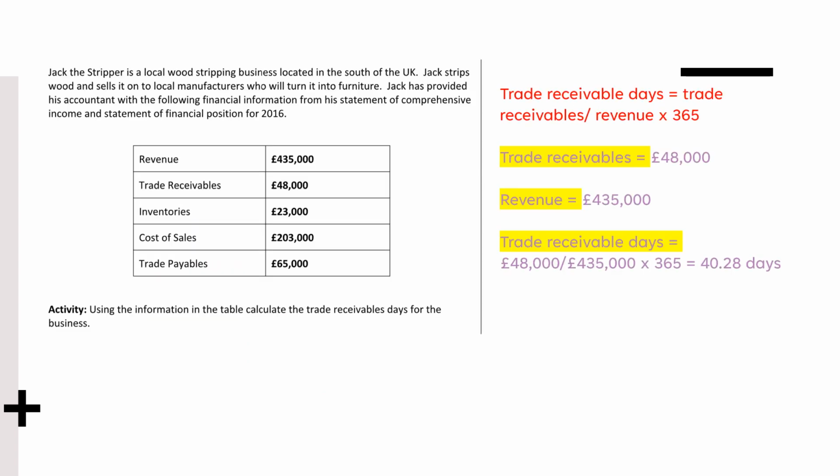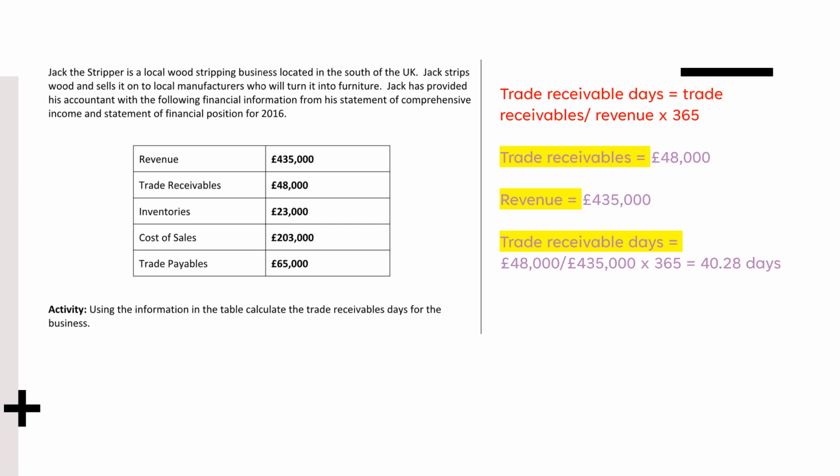Jack the Stripper is a local wood stripping business located in the south of the UK. Jack strips wood and sells it on to the local manufacturer who will turn it into furniture. Now he has provided his accountant with the following financial information from his statement of comprehensive income and statement of financial position. Now remember, the statement of comprehensive income is also known as the income statement, and statement of financial position is also known as the balance sheet. Now using the information in the table, we need to calculate the trade receivable days for the business.